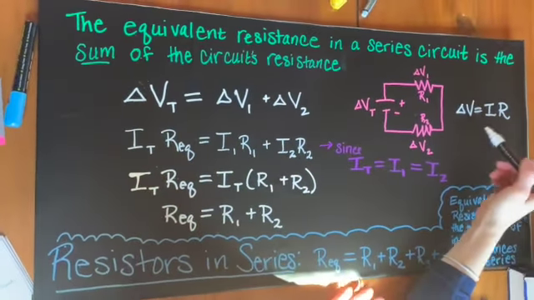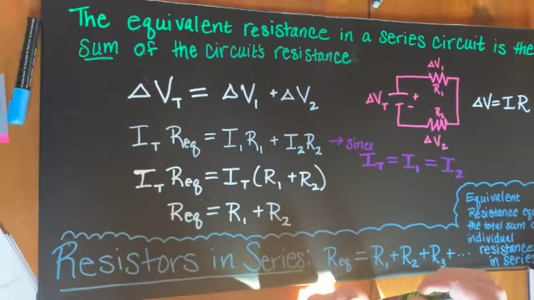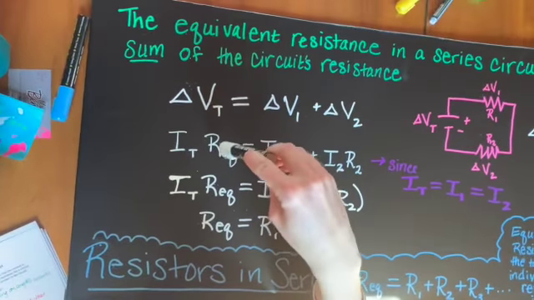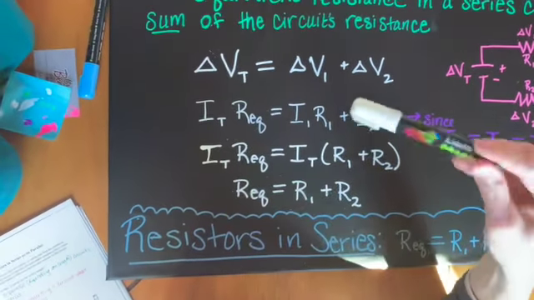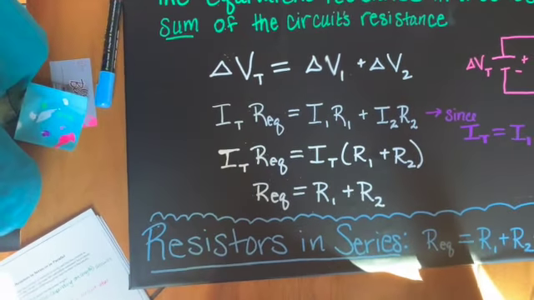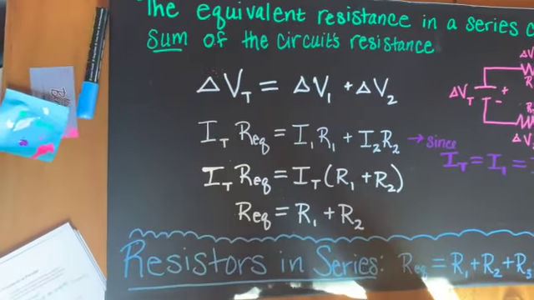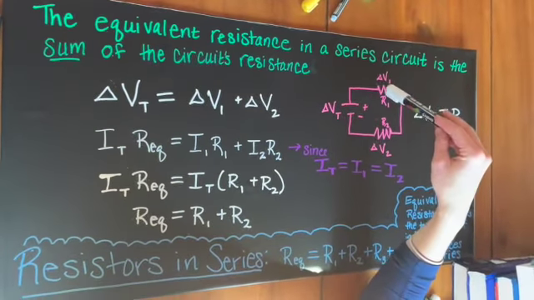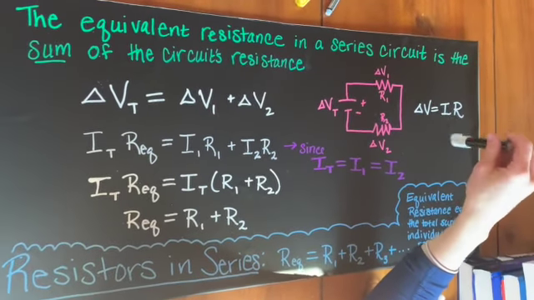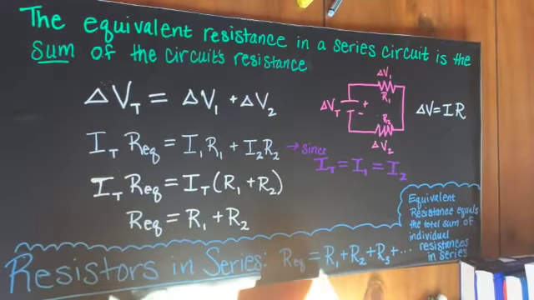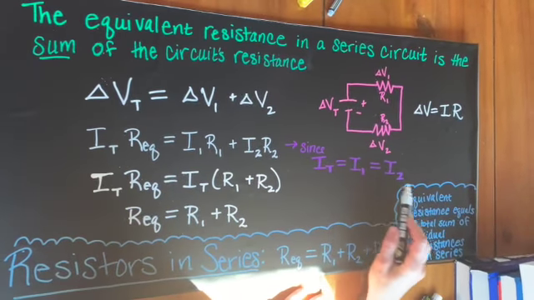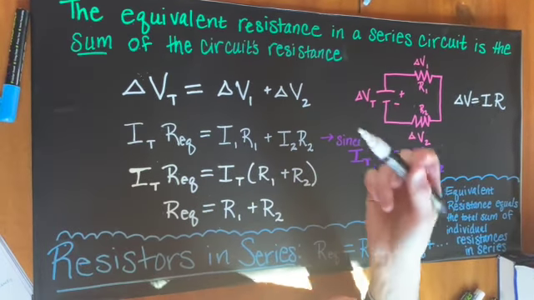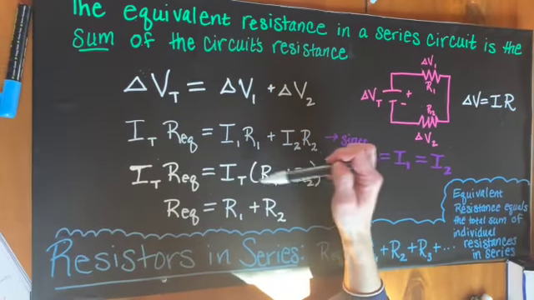Now we know from Ohm's law that delta V equals IR. So we substitute that in. I, our total current, times our equivalent resistance is equal to the current through 1 times the resistance of 1 plus the current through 2 times the resistance of 2. Since we know that the current going in resistor 1 is equal to the current going in resistor 2, and that in turn is equal to our total current, we know that I1 and I2 are really IT, the total current. So we take out our total current IT.